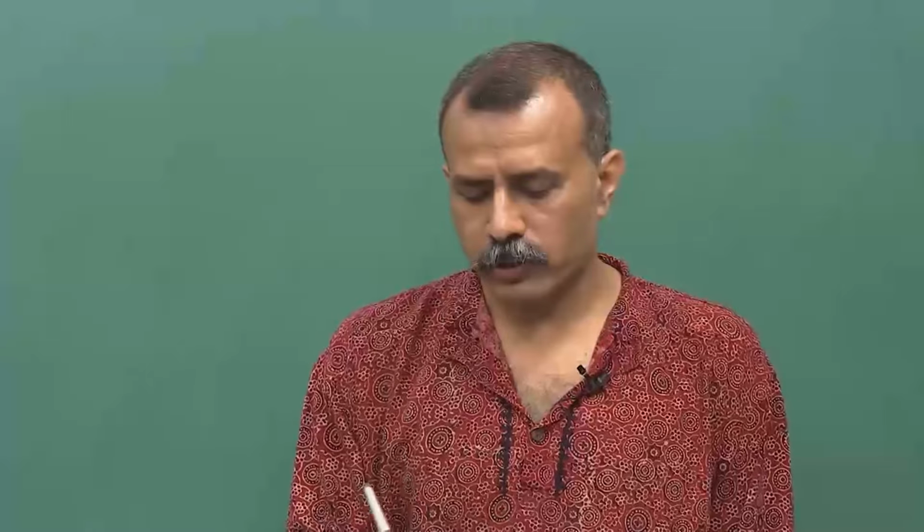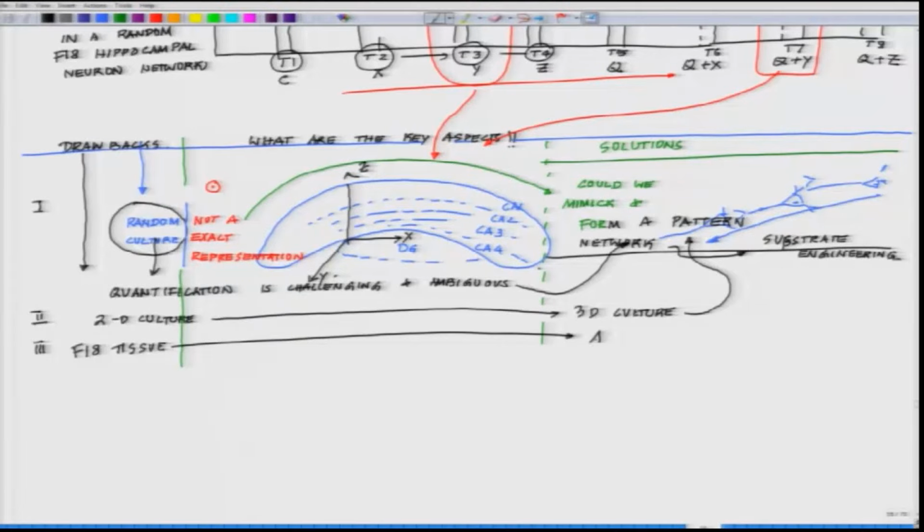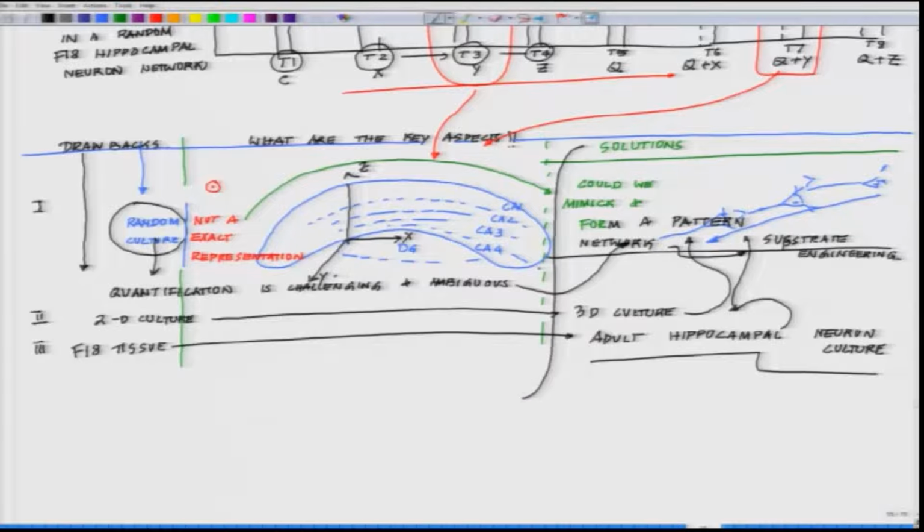So, what are our options? Here is our option. You have to do this in adult. Now, adult hippocampal neuron culture. And this adult hippocampal neuron culture further, if it could be in 3 dimensions as well as a pattern. So, all the 3 together, that will be the bingo if we could really create a model which will be almost, I am not saying the closest, but yeah, definitely will be closer than what we are doing today.